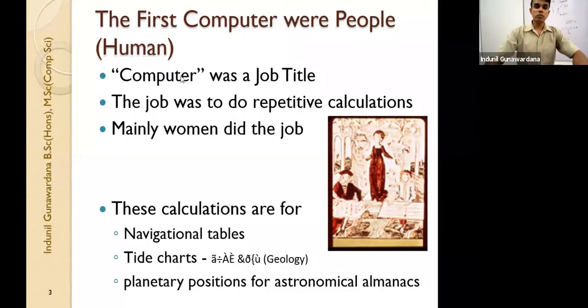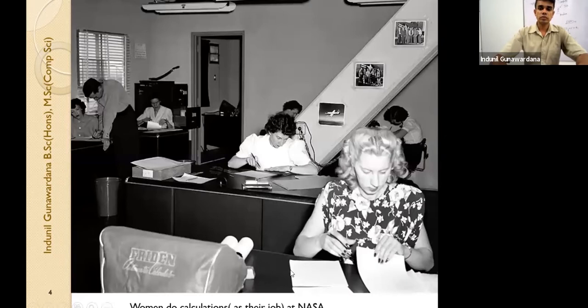The first computers were people. Computer was a job title. The job was to repetitively do calculations. Mainly women did this. So this was a certain old picture where such an incident took place. These calculations are for navigational tables, tide charts, and even planetary positions and astrological almanacs. So they find the planetary positions, you know, and do these astrological works. Then this is a certain picture of a certain organization, how the people did these calculations. And their main job was to do the calculation. That's all. From the time they go to work, they are doing calculations.